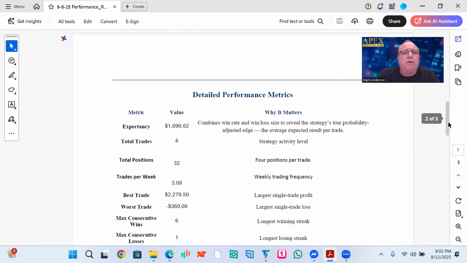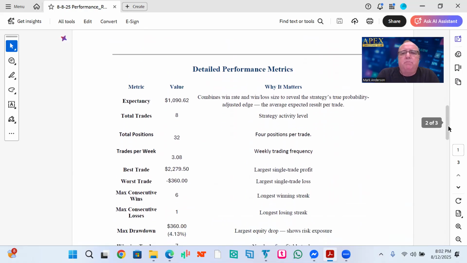And if we continue down here, I'll just point out some of the key metrics. We had 32 total positions, of which were 8 trades. Like I said, 8 trades, but each trade has 4 positions. That's why there's 32. So you can look at it as 32 little trades or 8 major ones, however you want to look at it.